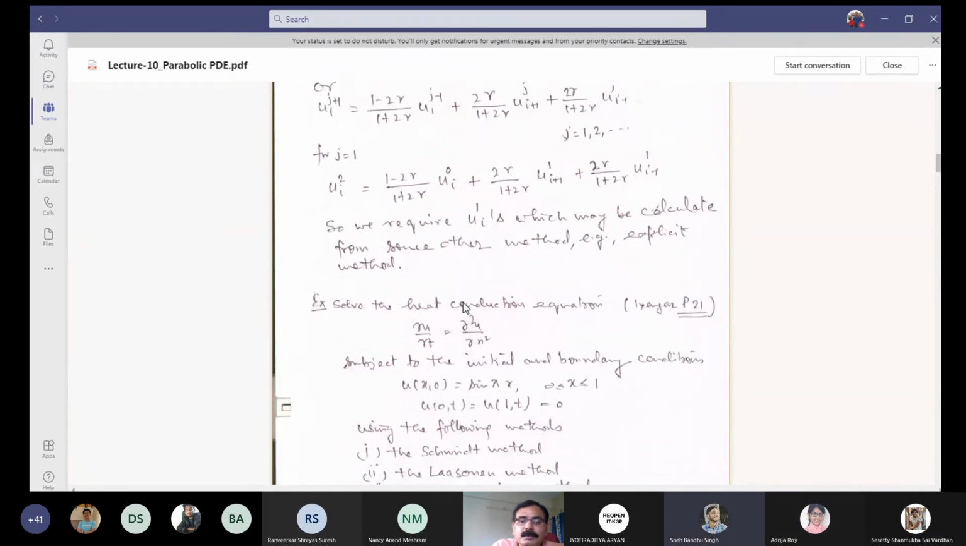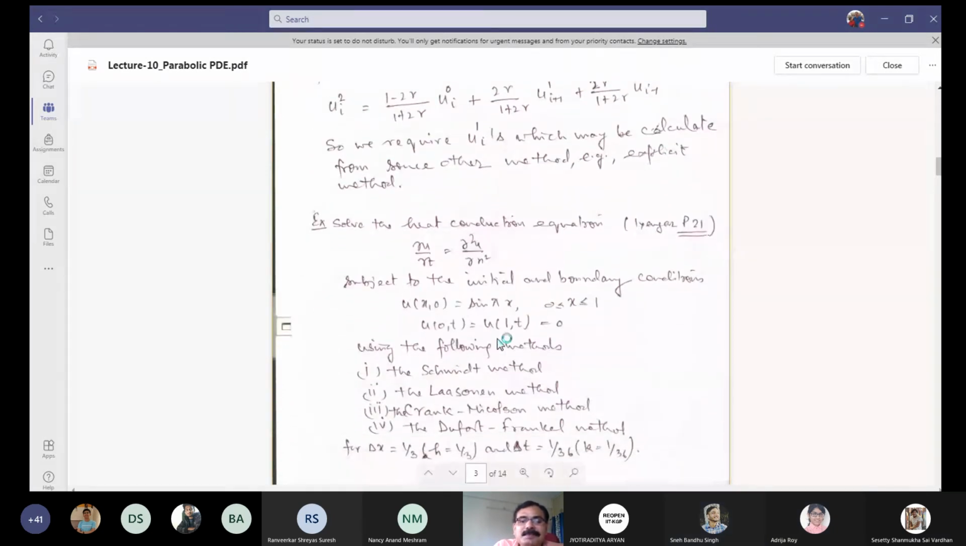Then the next problem. I have told you that you have to solve this problem using all the methods, right? I will stop at this stage. More than enough methods are told. How many methods? Your Crank-Nicolson, Laasonen, and the Dufort-Frankel method. So three methods are told. One problem at least you have to do.